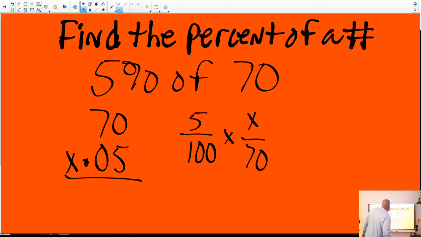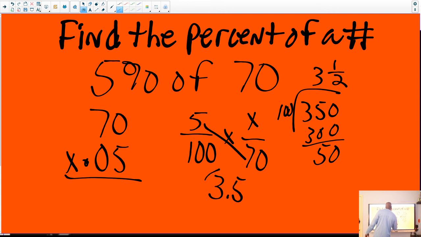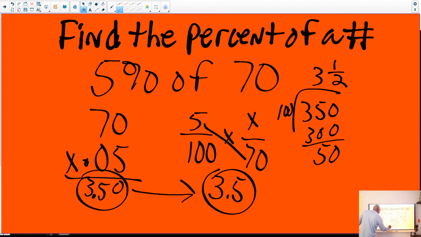Let's do that. 5 times 70 is 350. Divide that by 100. That'll be 3 right there, and then 3.5. So 5% of 70 is 3.5. If you do it this way right here, that'll be 0.05, 2 decimal places. Same thing.